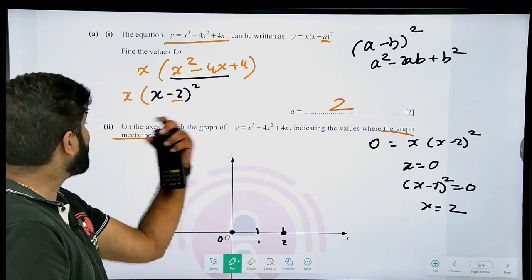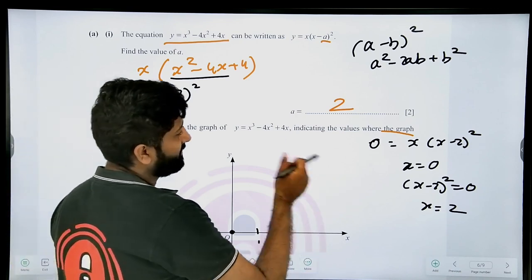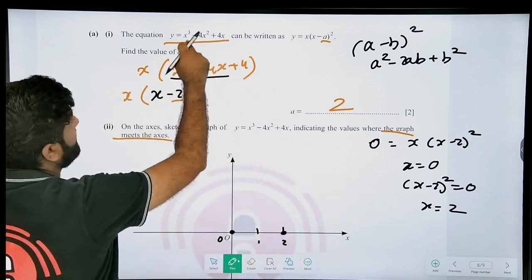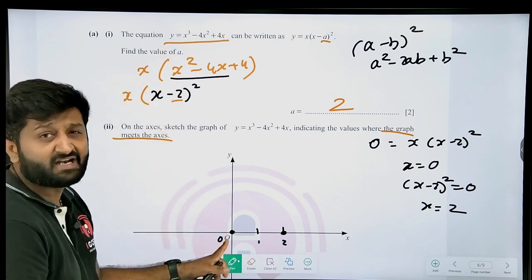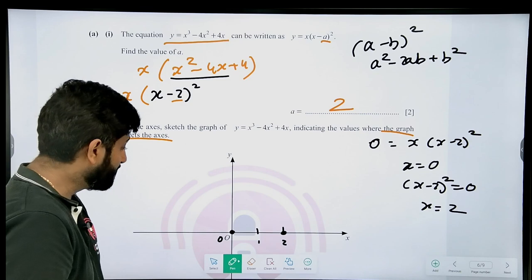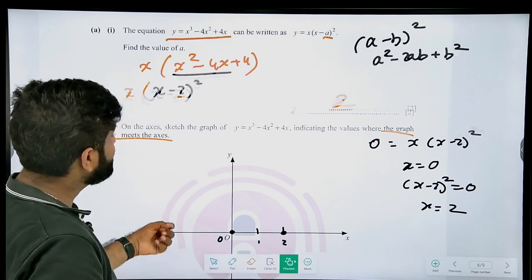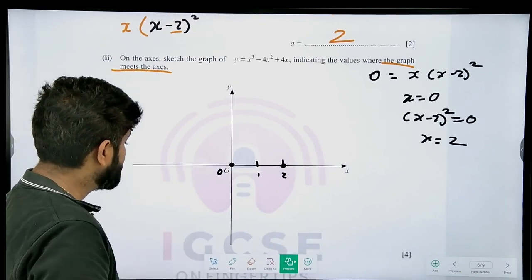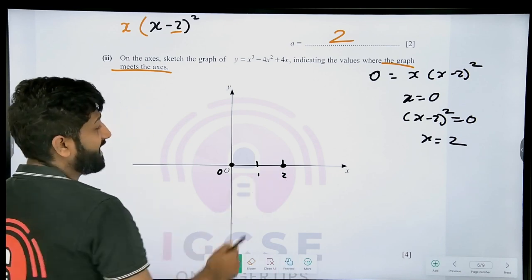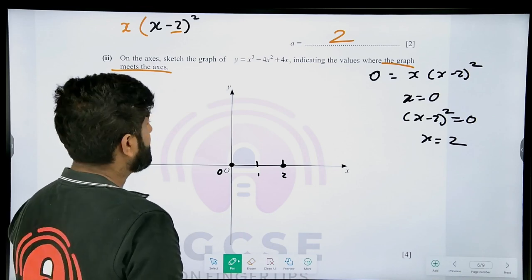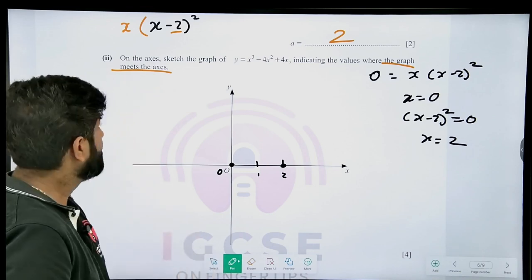Now what is my y-intercept? I think y-intercept is when x is 0. So if I substitute x as 0, y is also going to be 0. So the graph definitely passes through the origin. Now guys, the question is the shape of the graph. I know these two are my x-intercepts. Now how will the shape of the graph look?